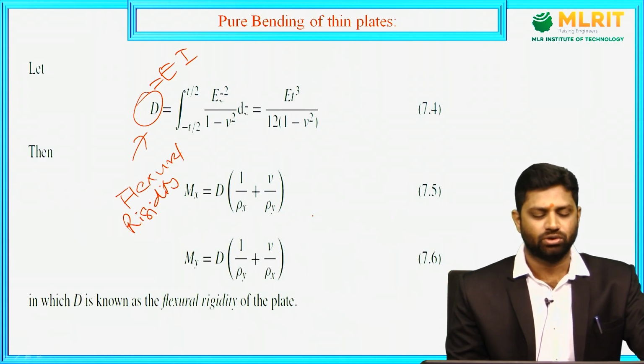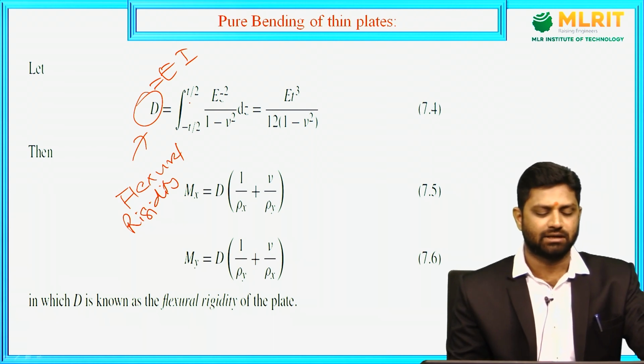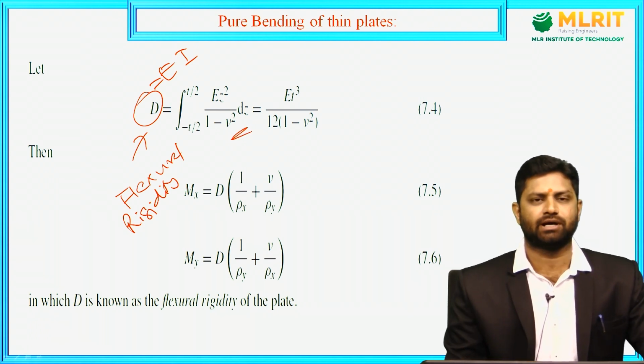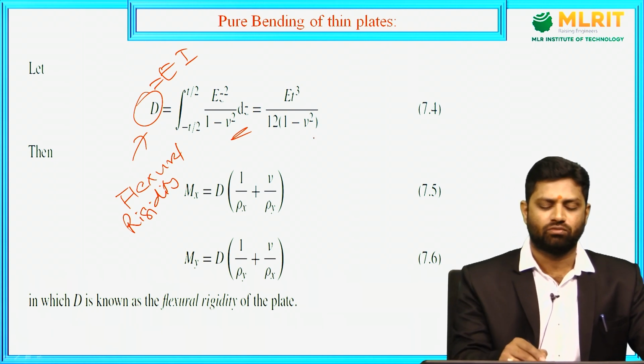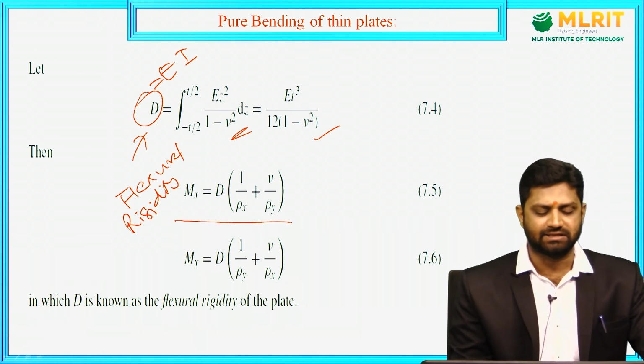So when you do that, we are going to get D equals the integral from minus t by 2 to plus t by 2 of Ez square by (1 minus nu square) into dz, and when you integrate this between the limits minus t by 2 to plus t by 2, you are going to get Et cube by 12 into (1 minus nu square). Now when you replace and write, you are going to get another set of equations.